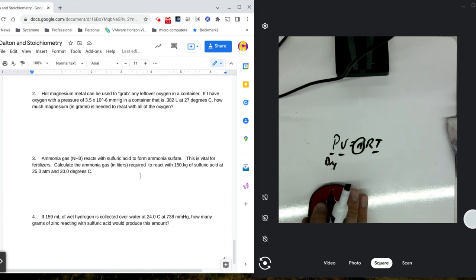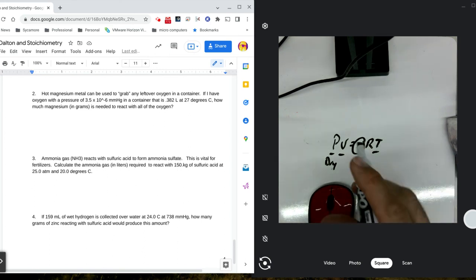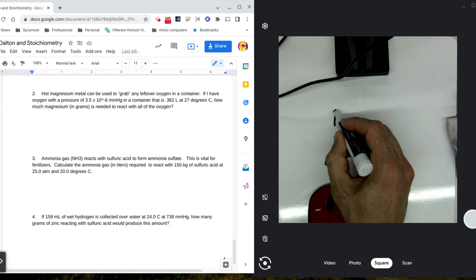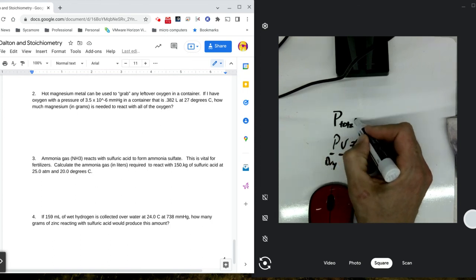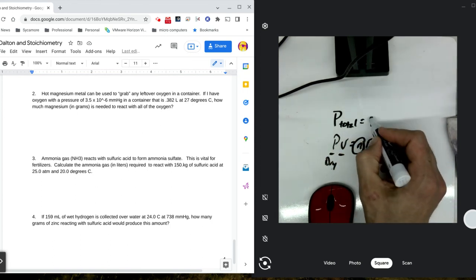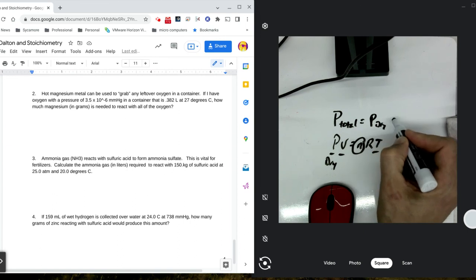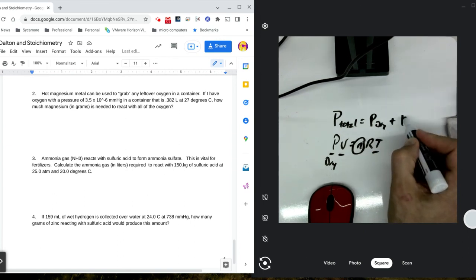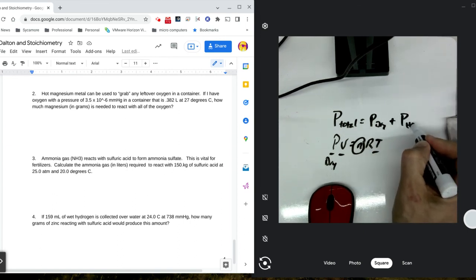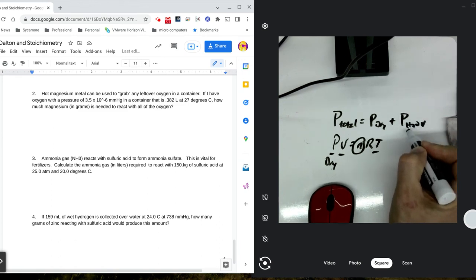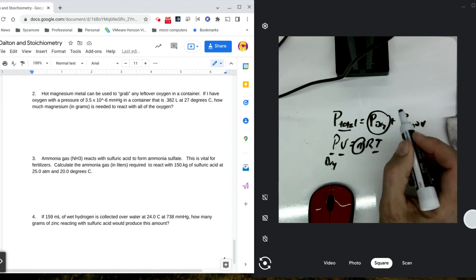Again, think PV equals nRT. That's the first one. And then remember the total pressure in all of these, if it says collected over water, is the dry gas plus the water vapor. This is vapor. You want to subtract it out. Always take the total minus vapor because we only care about the dry gas.